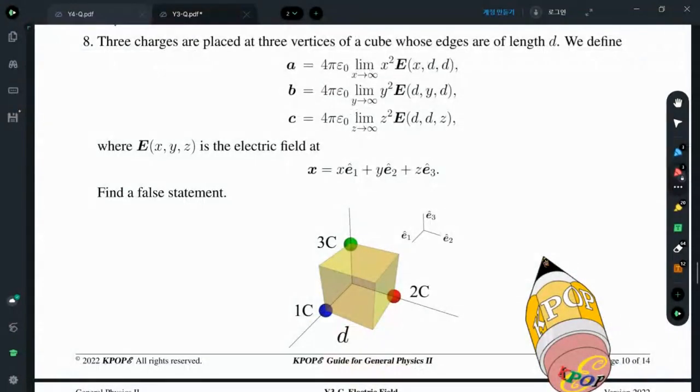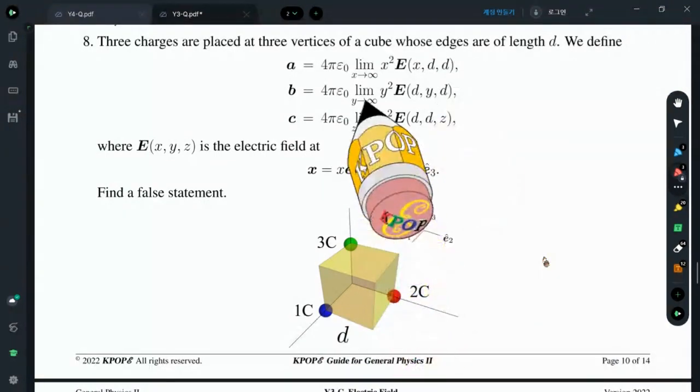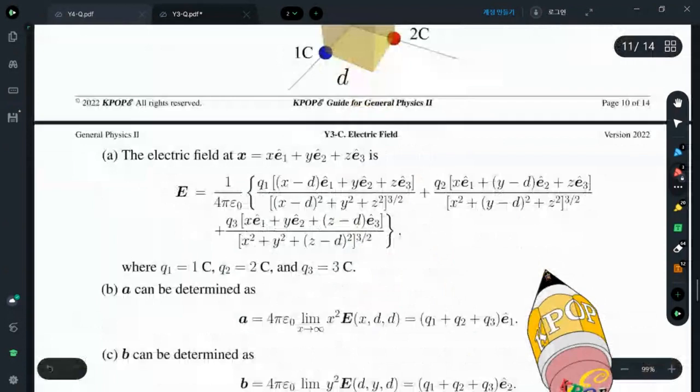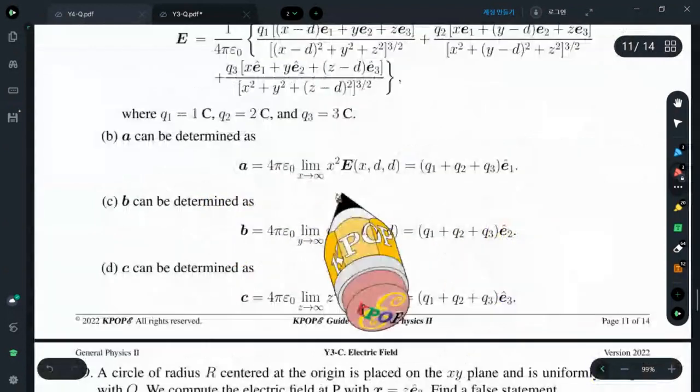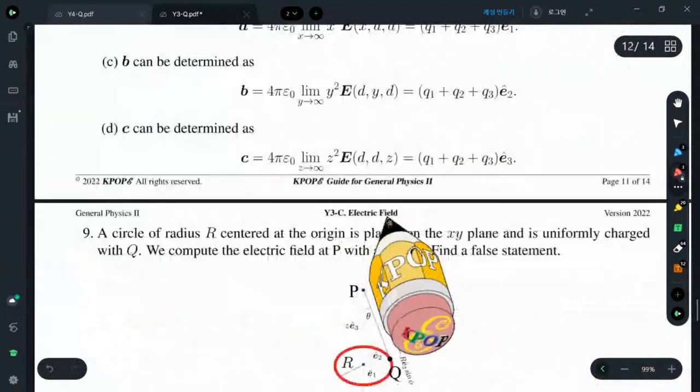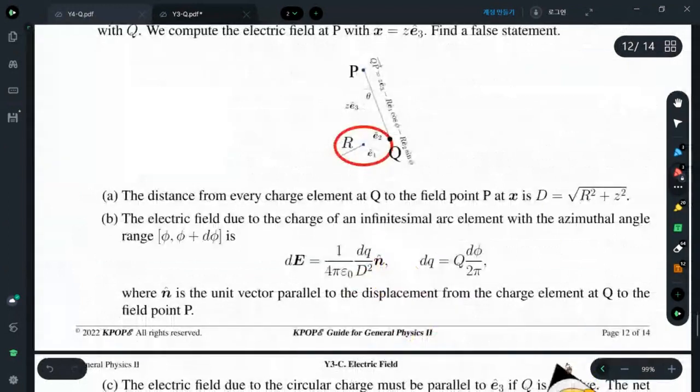Number 8, this is a simple application. You can do it yourself, or let me pass this one. Detailed explanations are already given in here.